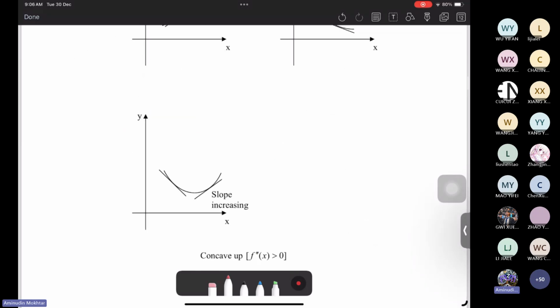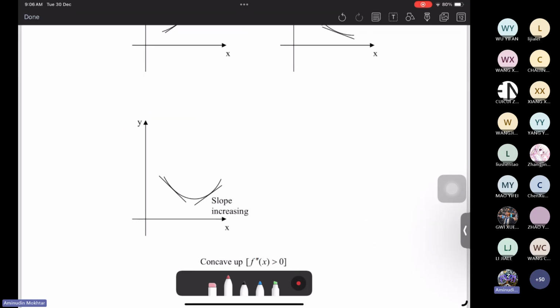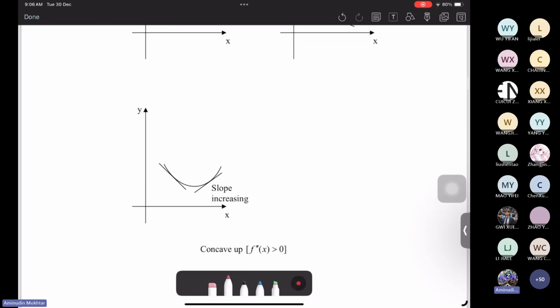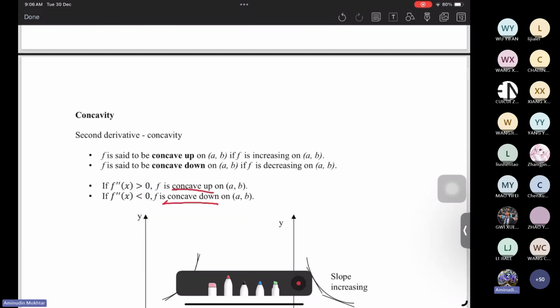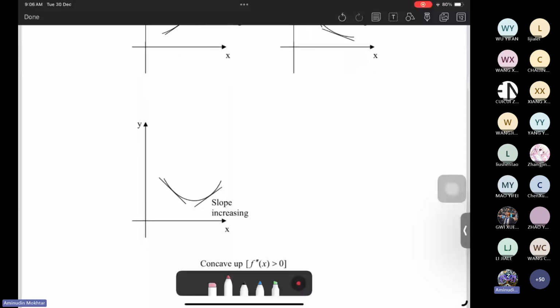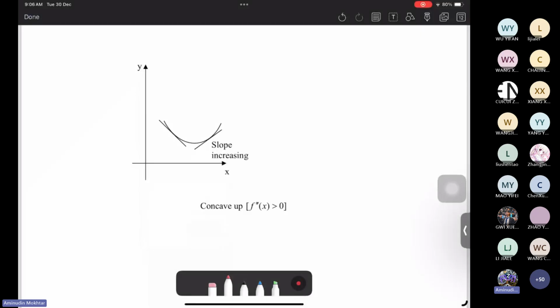Okay. Now in this case, there is a concave up. This is a concave up. The graph is concave up, cekung ke atas, when the second derivative, f double prime, is positive.